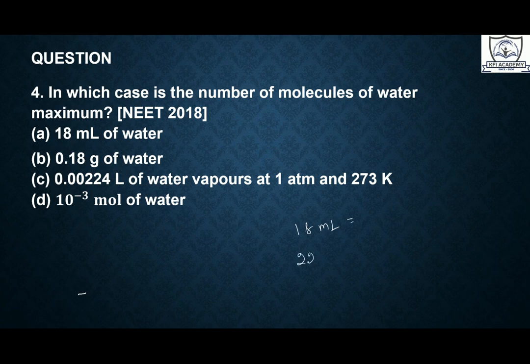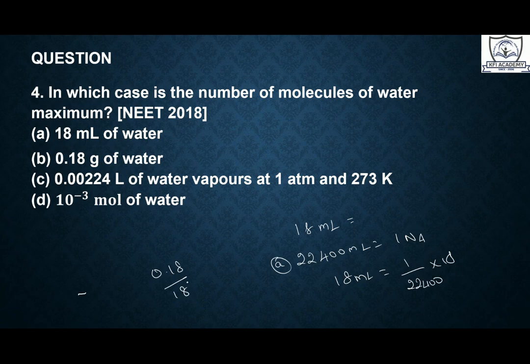So we know very well 22.4 liter, that means 22.4 ml, contains 1 Avogadro number. Then what about the 18 ml? That we have to calculate. So 1 by 22400 into 18. Second, this is option A. Then B is 18.0.8 gram, so mass is given. The molar mass of water is 18, so 18 divided by 18, 0.01.